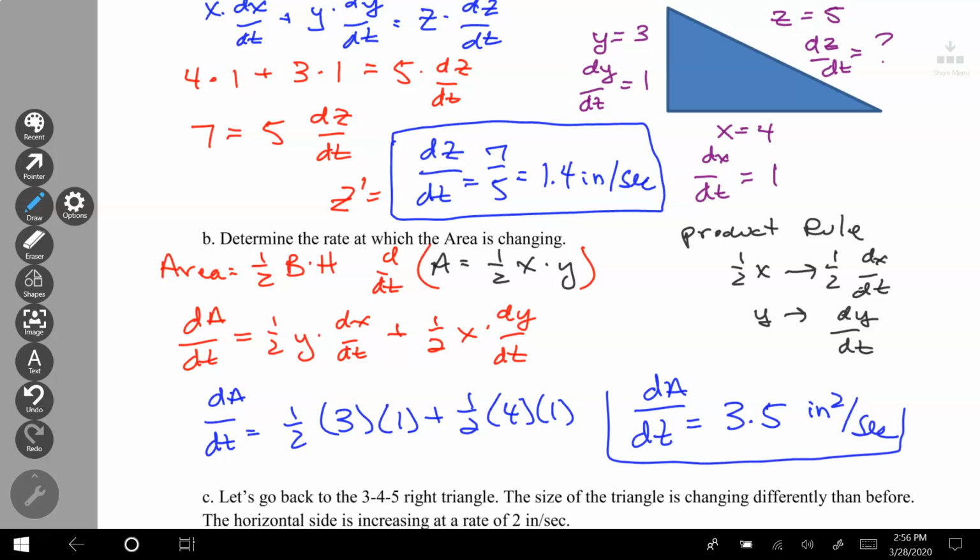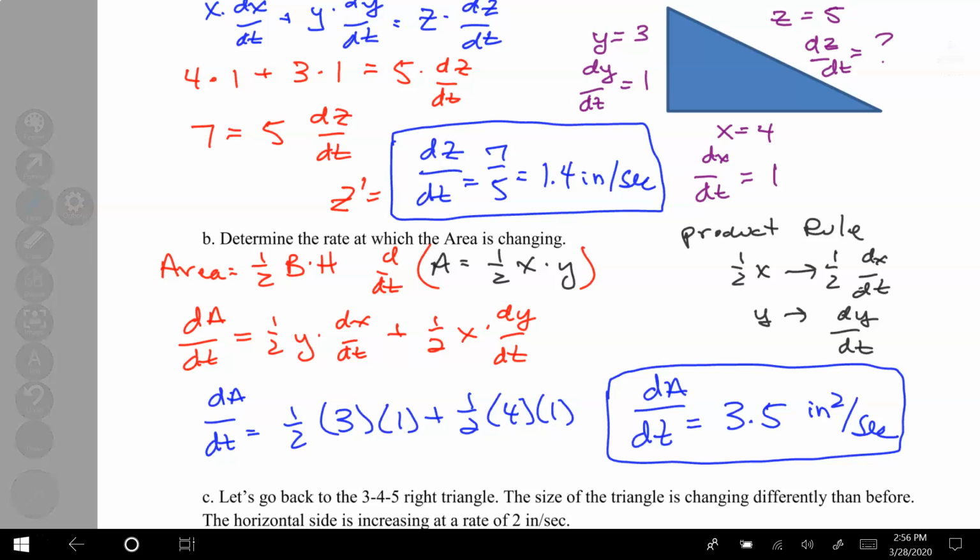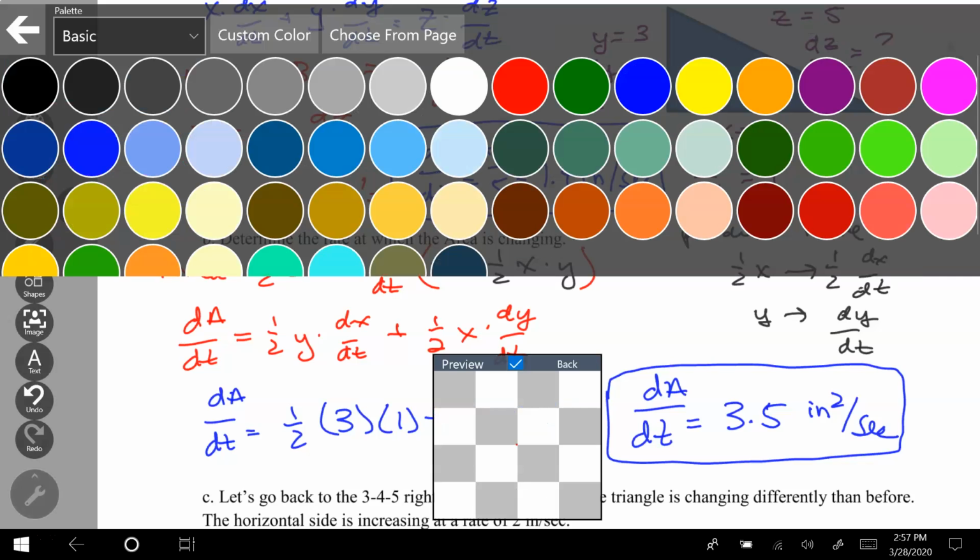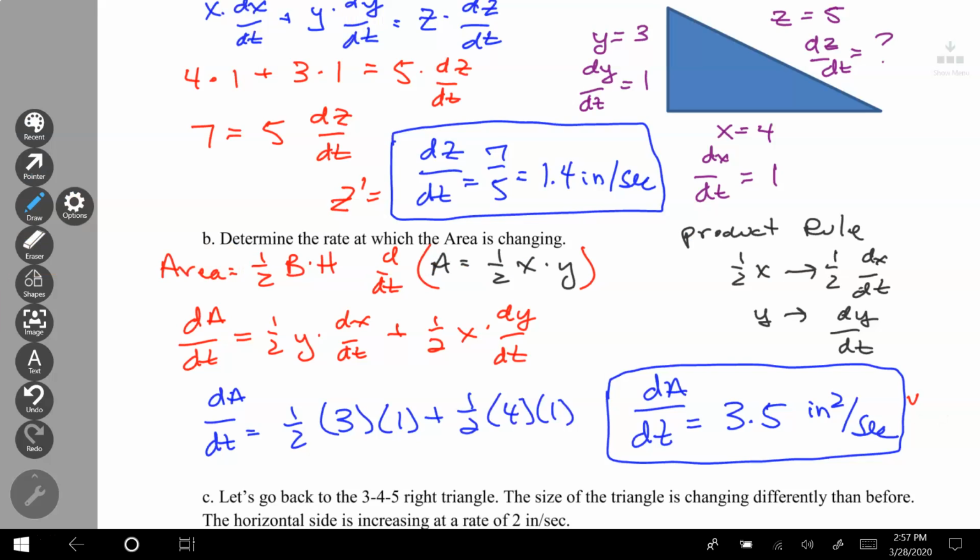You need to have units. The first example was hypotenuse. The units were inches per second. Hypotenuse is a length, that's inches. This is the change in area. Area in this case is inches squared, and the dt is seconds. So it's inches squared per second. You need to have units when you do these type of problems. Make sure you have units.